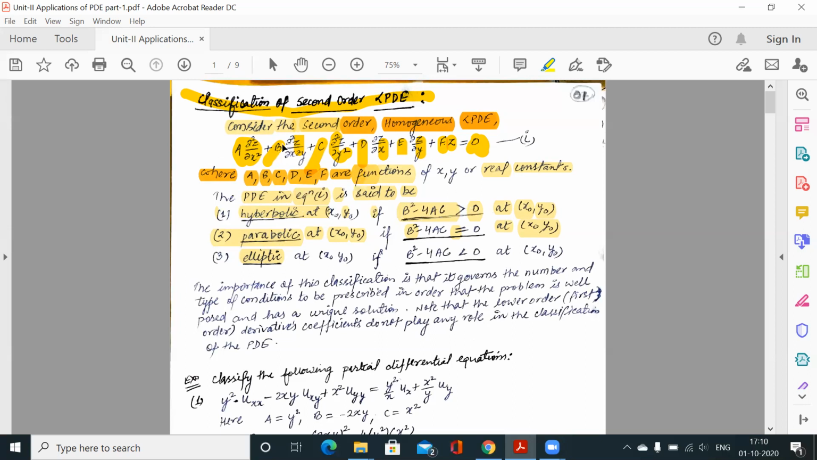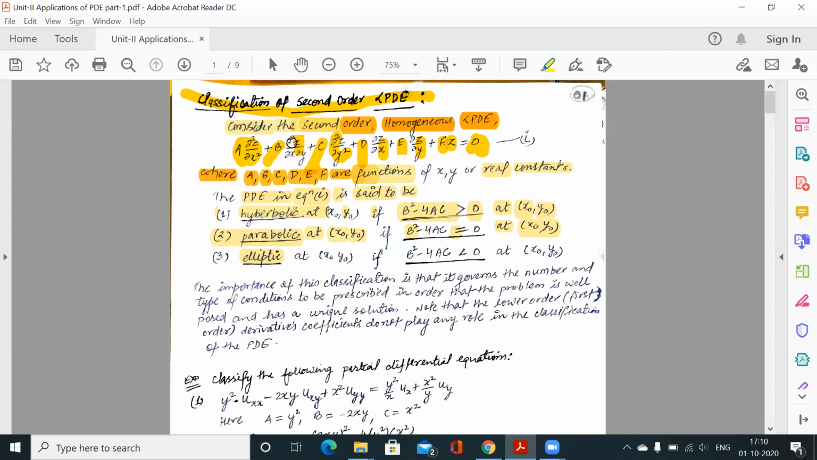B is the coefficient of the second order derivative del 2 z over del x del y. A is the coefficient of del 2 z over del x square, and C is the coefficient of del 2 z over del y square. We can interchange these coefficients, A and C, there is no problem because this is A into C, so we can write C into A. Only B, we have to consider the B coefficient.